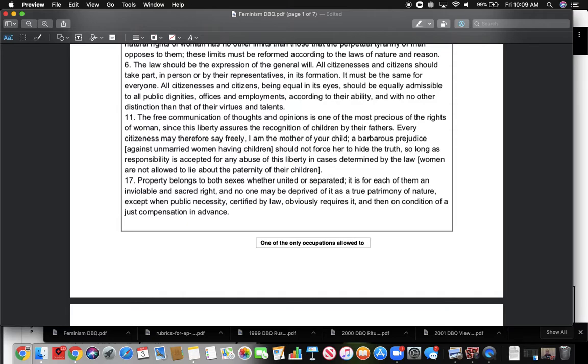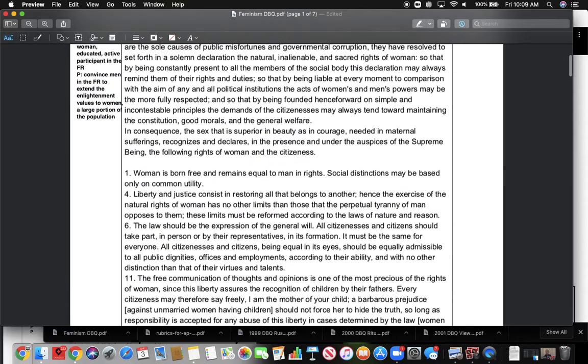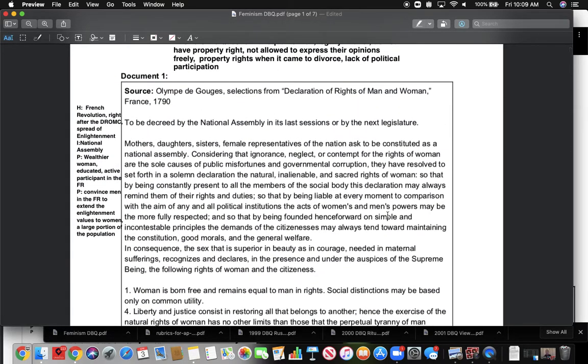One of the only occupations allowed to women outside of the home was prostitution. In fact, prostitution in many of the cities across Europe was actually something that was legal and regulated by the government. And during the 19th century, that becomes even more regulated. That's a whole other topic of discussion. But it shows that women were inferior to men. That gives you an outside piece of evidence to help prove your argument that they are legally and really politically inferior to men.